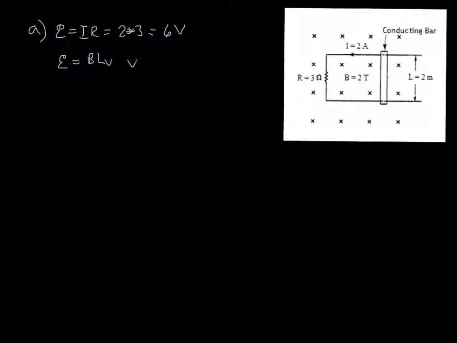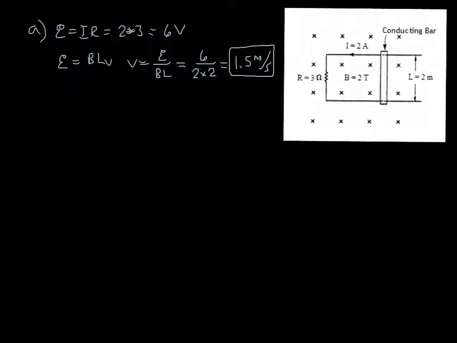Rearrange that for V. So V is equal to the EMF induced divided by the magnetic field times the length, or the distance between the two parallel wires. So that's 6 divided by the magnetic field of 2 Tesla times the length, which is also 2 meters, and that's equal to a speed of 1.5 meters per second. So the bar has to move at a speed of 1.5 meters per second, but does that bar have to move to the left or to the right?